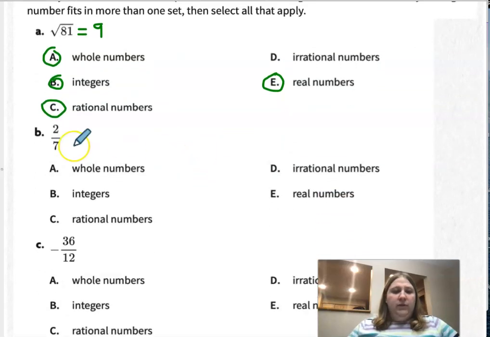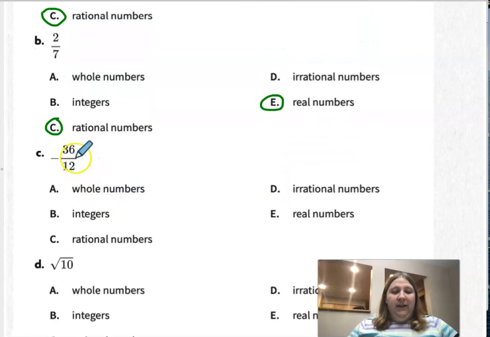Next up, 2 over 7. So it's not irrational because it can be represented as a fraction. It doesn't have an i in it, so it's definitely a real number. It's not a whole number. It's not 0, 1, 2, 3, 4, or anything like that. It's also not an integer, right? It's not a positive or negative whole number. It is a rational number, though, because we can represent it as a fraction.